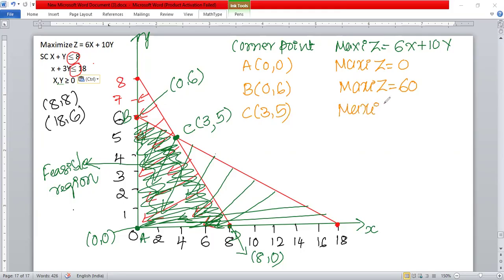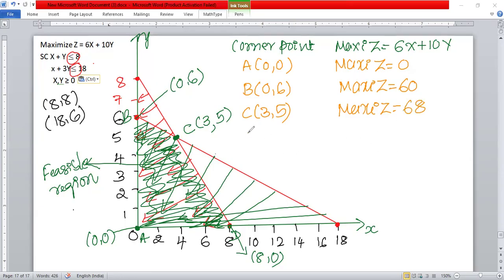So maximize z is equal to 6 open bracket 3 plus 10 open bracket 5. So what is the answer? So 6 open bracket 3 plus 10 open bracket 5. 3, 5. Answer is 68.